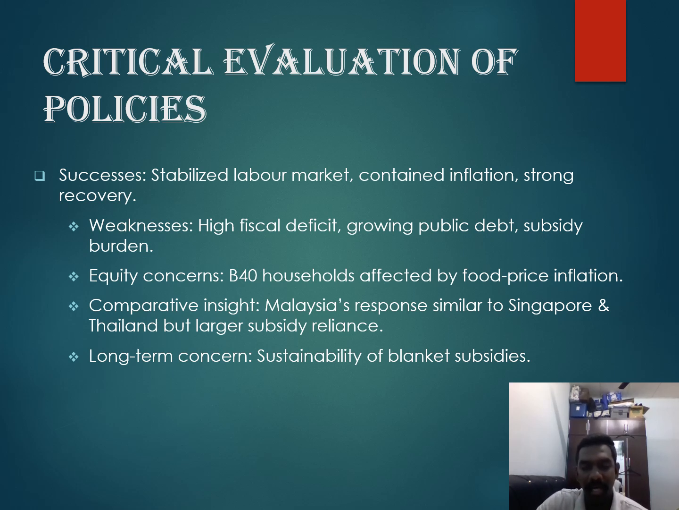The debt, where public debt increased significantly, continuing to rise due to large stimulus spending. Blanket subsidies benefit high income households more than low income, raising equity concerns. Cost of living pressures, especially food prices, remained high and kept increasing. Compared to Singapore or Thailand, Malaysia used more subsidies and moratoriums, which protected people but raised long-term fiscal pressure.